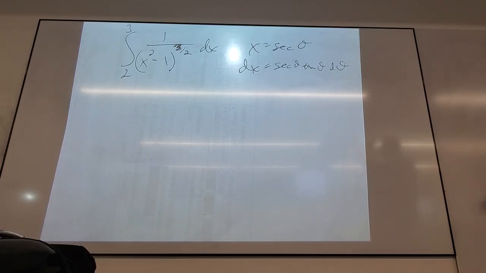So now I've got everything I need to replace the stuff inside, yeah? The crappy thing about this problem is if x is secant theta and x is 2, that has a nice answer. If x is 3, that does not have a nice answer. I don't know if you see what I mean. Maybe not, okay.